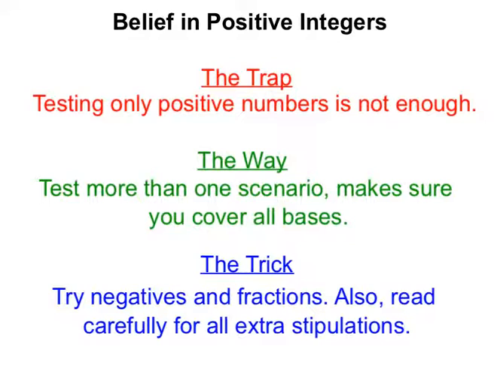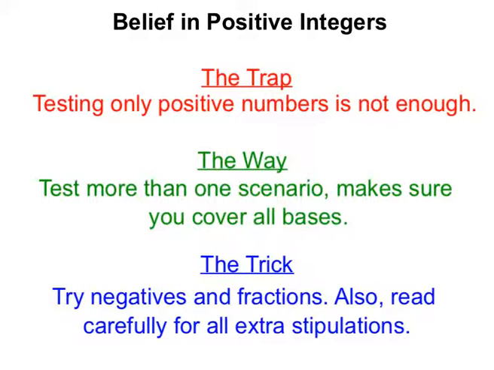The next trap is checking only positive integers, and we've seen a couple problems like this already. Let's talk about them a little more thoroughly. So the trap here is that we get really excited when we're doing these problems, and we only test one scenario, and that is usually positive numbers. That's not enough as long as we're reading the stipulations, which is kind of the trick here. There might be extra stipulations that change what I'm testing, but if it doesn't give you a very narrowed down look at the numbers, that means you're going to have to try a bunch of different stuff. So don't just try one thing, try a bunch of things.